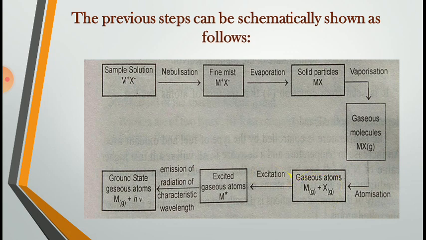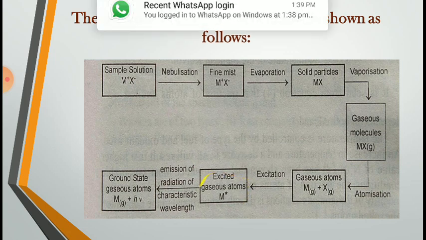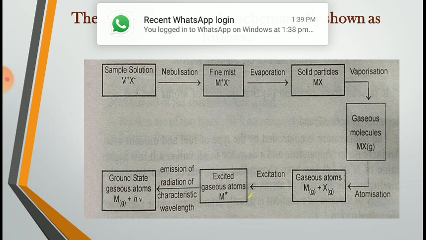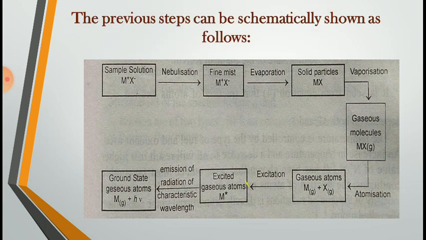Then the excitation process will happen. That means the metal salt will acquire thermal energy and go into the excited state, that is M star. That means the metal atom will go into the excited state, that is M star, in the form of a gaseous atom.